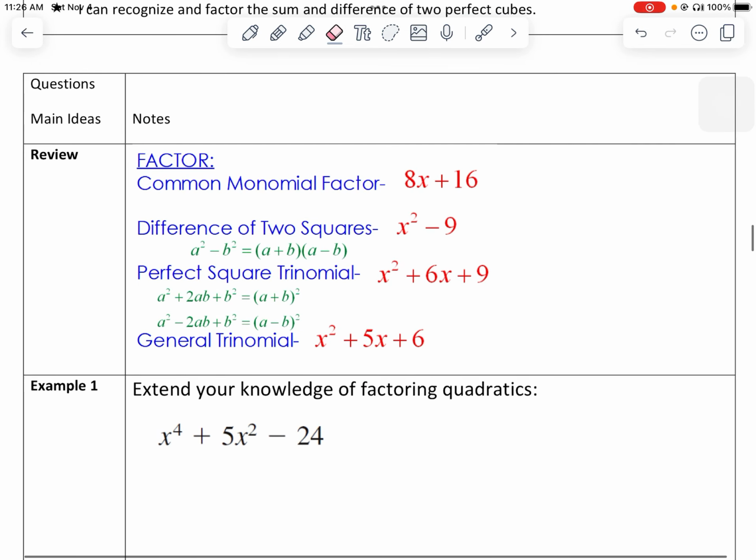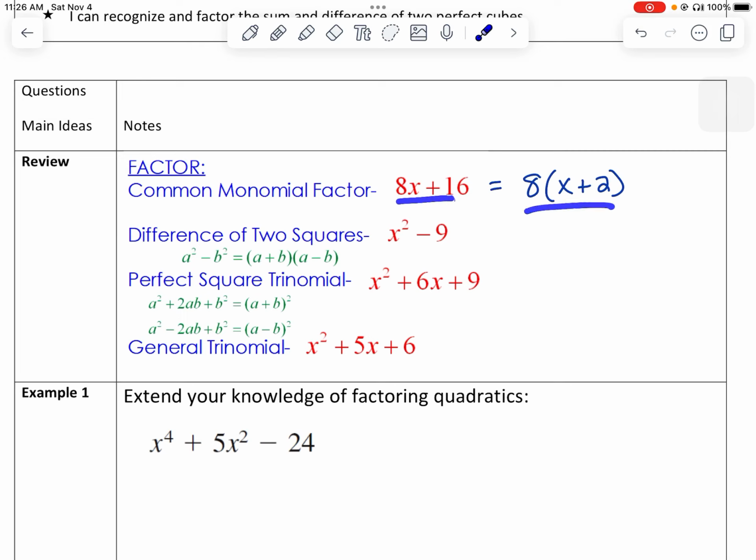So common binomial factors look like this: 8x plus 16. You see something like this, notice that they have an 8 in common, and so you can factor out an 8. And you're left with an x plus 2. Remember, factoring is the reverse of multiplying. So if I multiply this back in, I'd get 8x plus 16, which is what I started with. So standard form, factored form. So that's just a monomial term, which means I can take out one thing.